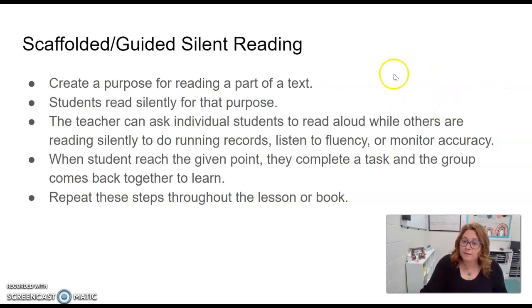Scaffolded or guided silent reading is very appropriate for our older students because as students get older, they can read and understand what they're reading while they're reading in their head silently. So as a teacher, if you create a purpose for a specific section of text, students will read to a certain spot for that purpose. While students are reading silently, the teacher can ask individuals to whisper read to them so they can monitor students reading. And then the group comes back together to talk about that purpose for reading.